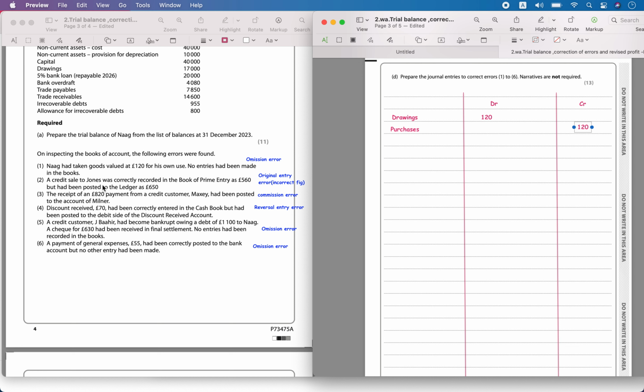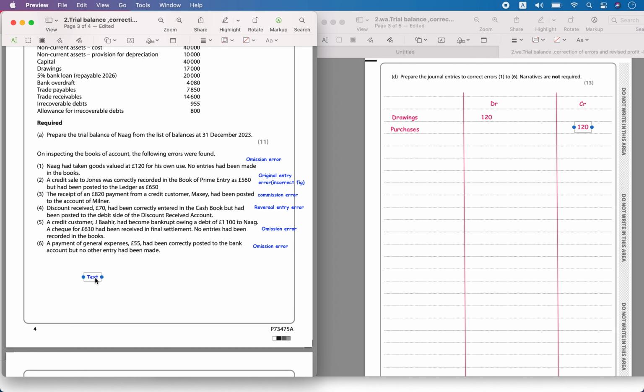Then a credit sale to Jones was correctly recorded in the book of prime entry as 560, but had been posted to the ledger as 650. So there is a difference. Okay, there is a difference which has been posted. It has been posted more. So 650 minus 560 is equal to 90 pounds. Okay, now let's see the credit sale to Jones.